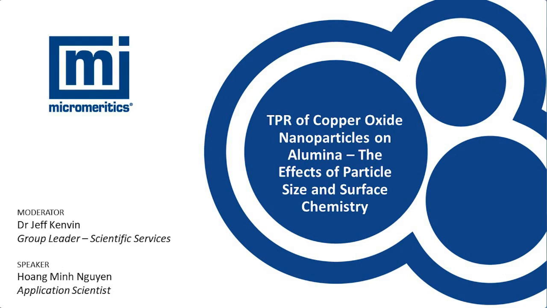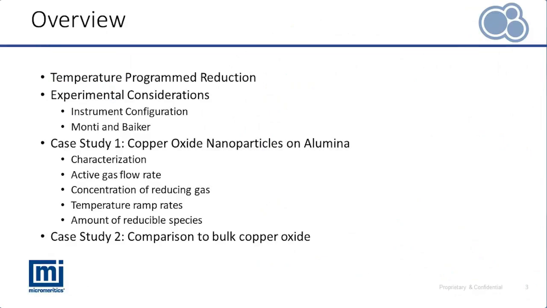Thank you all for participating in today's webinar on the temperature program reduction of copper oxide nanoparticles on alumina support. Today we will take a close look at the temperature program reduction method, a brief introduction on the instrument, highlighting key features that were advantageous for this TPR study. We will examine experimental conditions with a discussion regarding Monti and Baiker as a model to determine the best operating conditions when performing TPR. The sample under study is a commercial copper oxide nanoparticle supported on alumina.